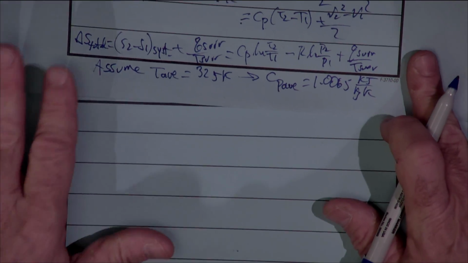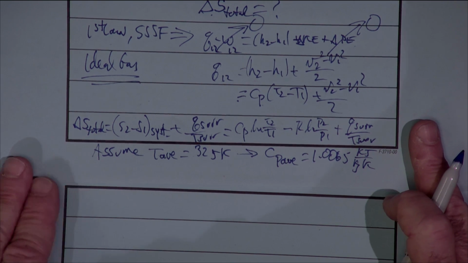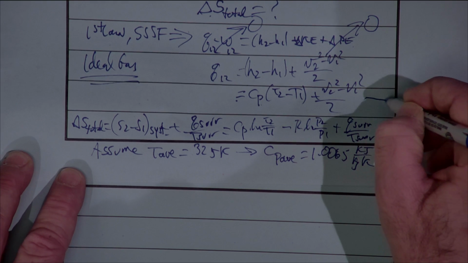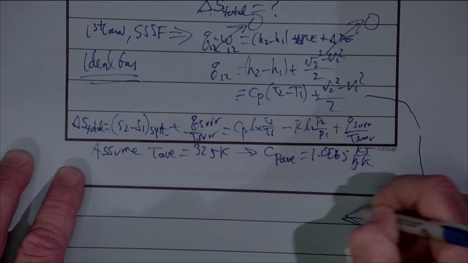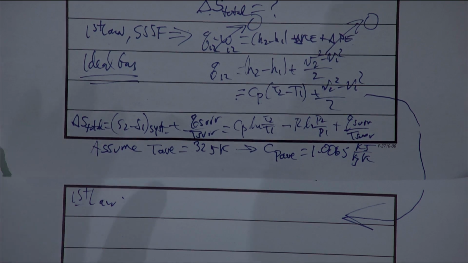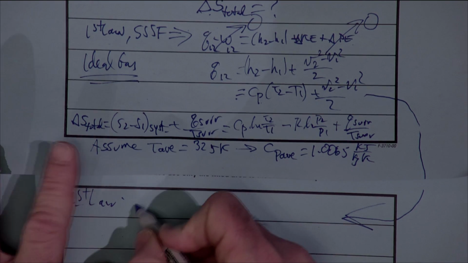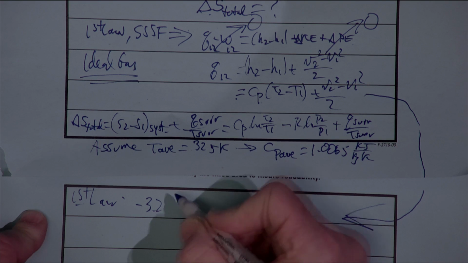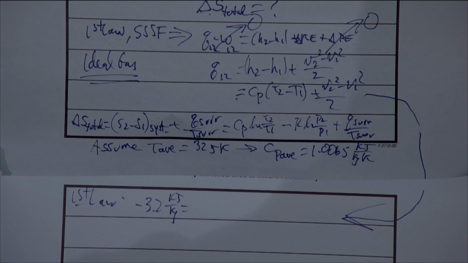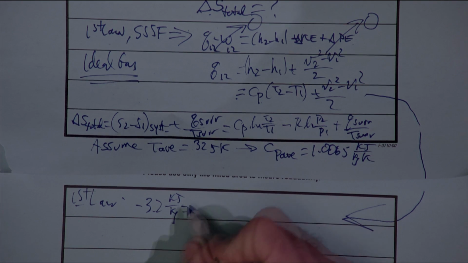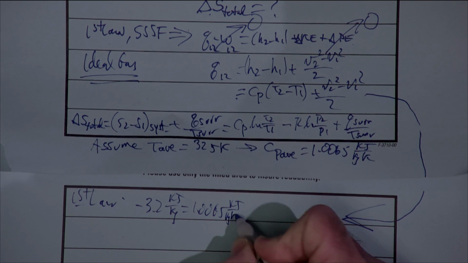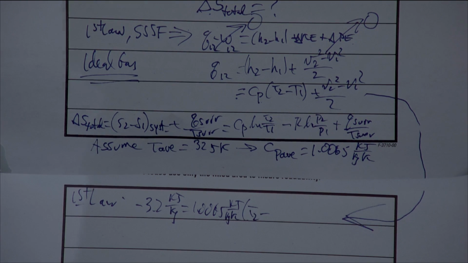So next, the first law. So back to the first law equation, that's this one here. Let's just plug in the numbers. So we have minus 3.2 kilojoules per kilogram, and then we have Cp delta T. So we have 1.0065 kilojoules per kilogram per Kelvin, and then T2 minus T1.